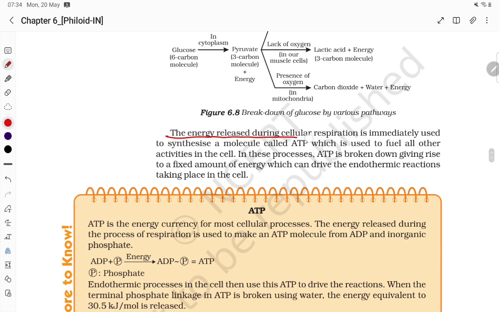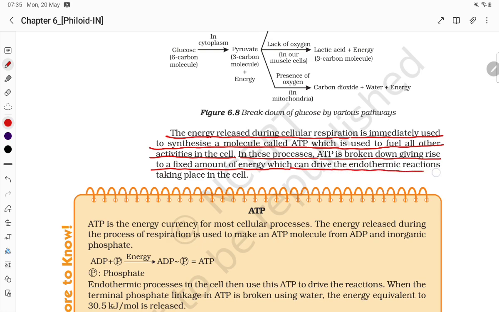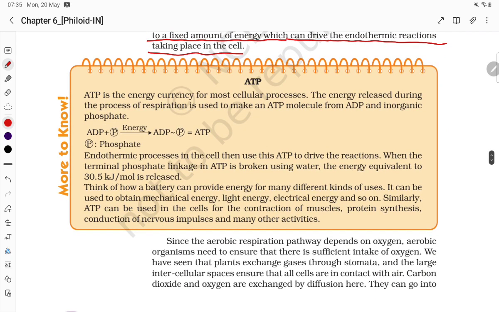The energy released during cellular respiration is immediately used to synthesize a molecule called ATP, which is used to fuel all other activities in the cell. In this process, ATP is broken down, giving rise to a fixed amount of energy, which can drive the endothermic reactions taking place in the cell. ATP is the energy currency for most cellular processes.